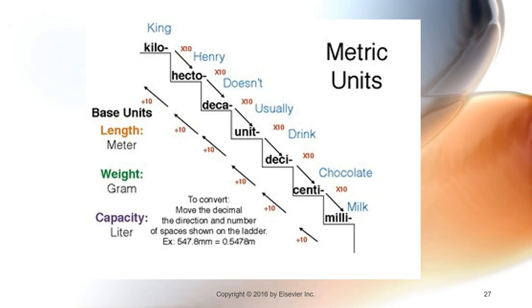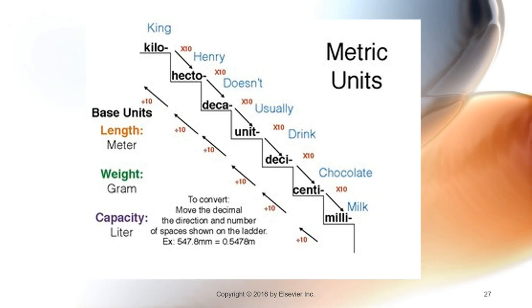Here's a little mnemonic if you need to remember the order. King Henry doesn't usually drink chocolate milk. So usually is the unit itself, so that's just a meter. This can also be for a gram, so if you're talking about weight. So if we're talking about a gram, that's the unit.